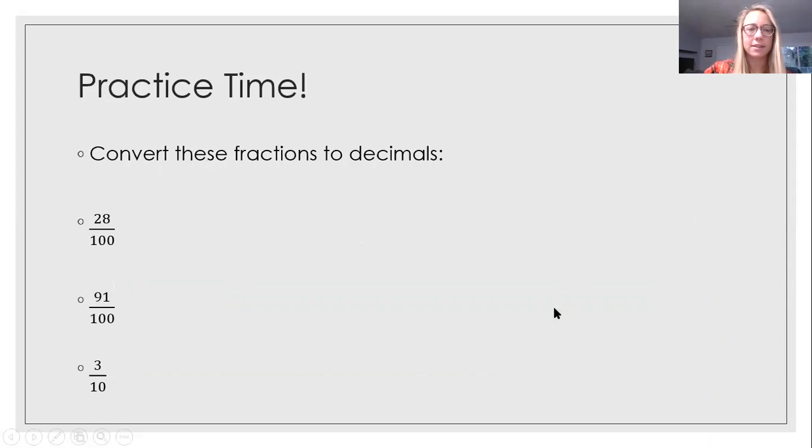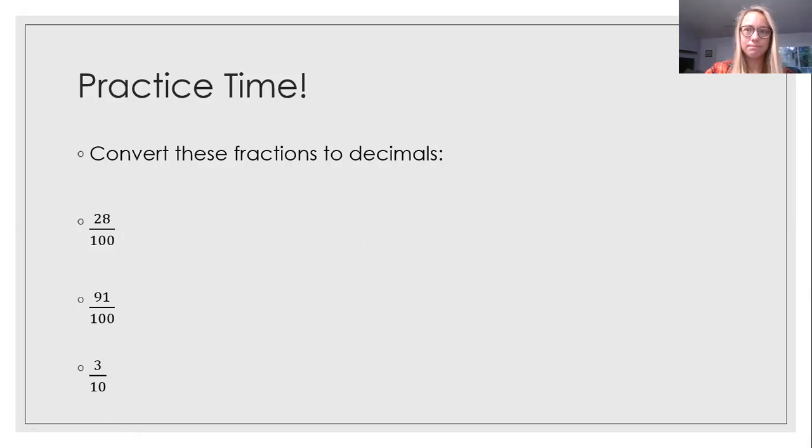Okay, let's do some practice. So we're going to change these fractions into decimals. So we have 28 hundredths. I have 1, 2 zeros, so I need to have 2 numbers, 2 place values in my decimal. So I'm going to do 0, decimal, 2, 8 for 28 hundredths.